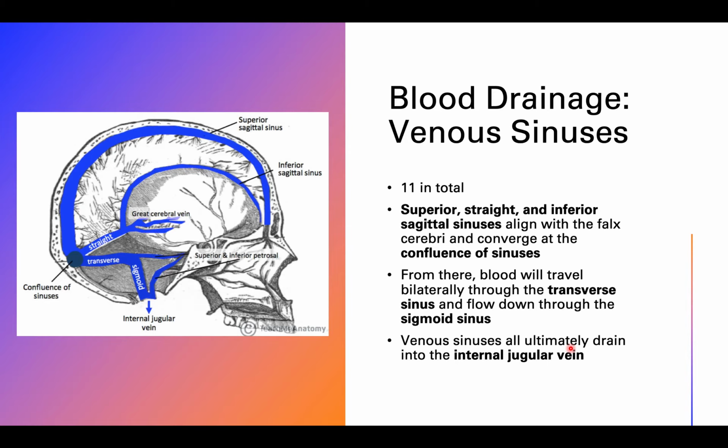As for venous drainage, blood will flow out of the brain through venous sinuses. There are 11 venous sinuses in total. Here we can see the superior sagittal sinus, the inferior sagittal sinus, and the straight sagittal sinus, all of which converge at the confluence of sinuses, this structure at the posterior and inferior aspect of the cranium. From there, blood will travel bilaterally through the transverse sinus and then through the sigmoid sinus, ultimately to leave the brain through the internal jugular vein.